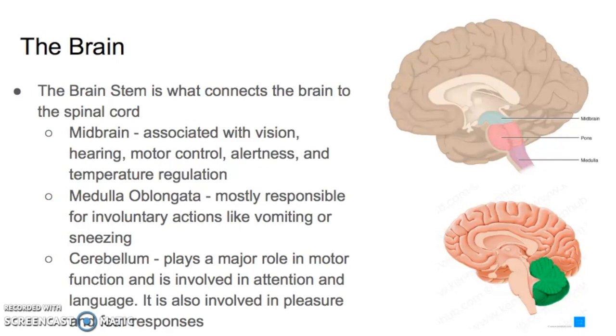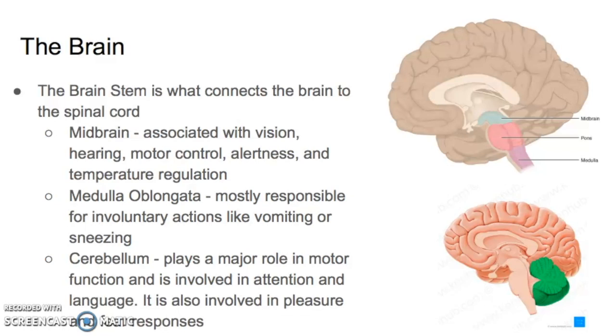The brainstem is important because it is what connects the brain to the spinal cord. It contains two main parts. The midbrain is associated with vision, hearing, motor control, alertness, and temperature regulation. The medulla oblongata is mostly responsible for involuntary actions like vomiting or sneezing.